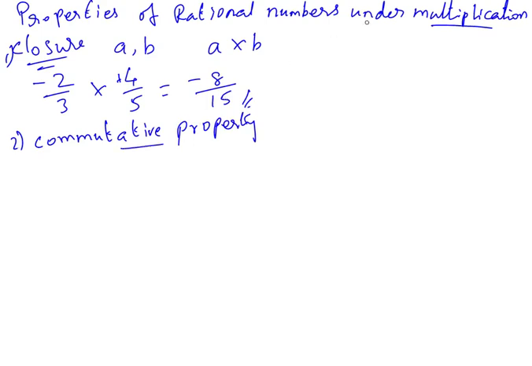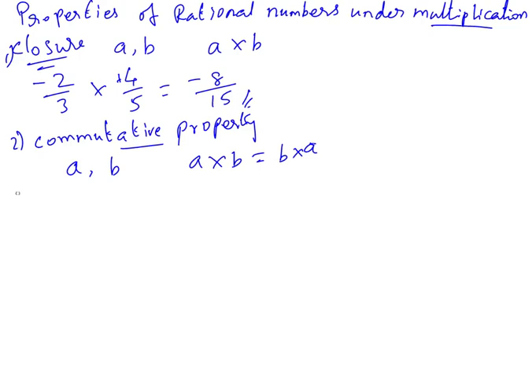Commutative property of rational numbers under multiplication. Commutative means exchanging of numbers. If you want to exchange, we will take two rational numbers A and B, so that A into B, we have to prove equals B into A. So we have exchanged the numbers. First we write A as the first number, here B as the first number. If we exchange and multiply, the answer should be equal. That is called commutative property.